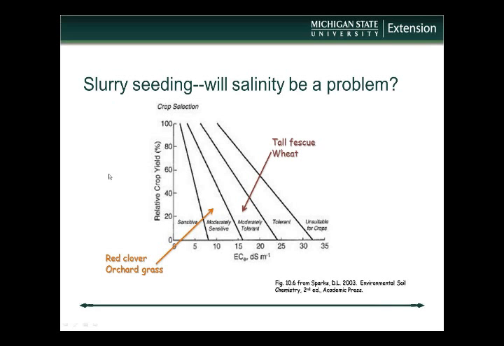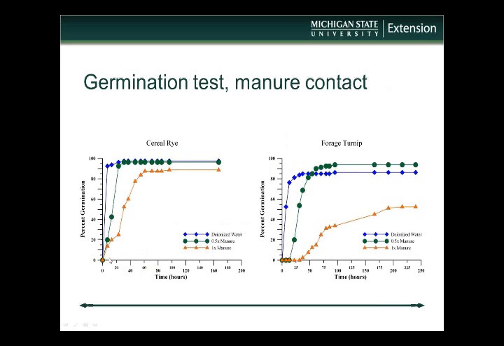Tall fescue and wheat would fall into this moderately tolerant category, and rye and barley might be considered more tolerant. But certainly we had some concerns about this, and if you refer to the literature, there are frequent references to issues with salinity with forage and cover crops. So we did a number of things.